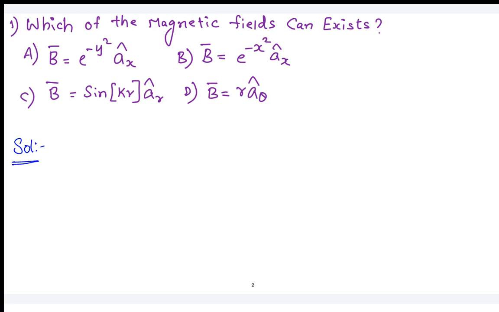Sir, by checking the divergence. Yeah, what should be the divergence value? Sir, divergence of B equals 0. Yeah, for a magnetic field to exist, the Maxwell equation says divergence of B is equal to 0. That's it. So verify which option is satisfying that the divergence will be 0. Good.